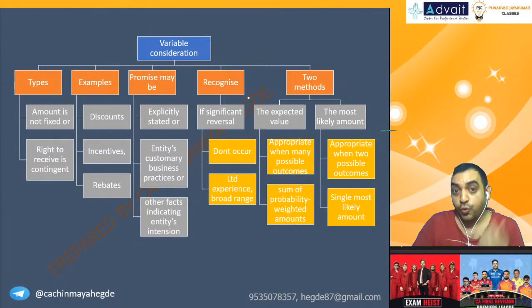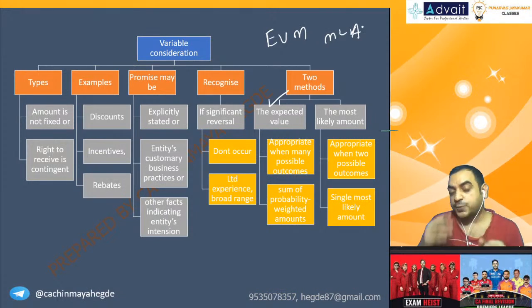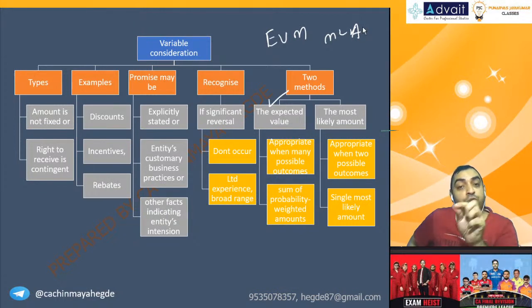If you want to recognize, two methods are there: expected value method, EVA, expected value amount, or EVM, and most likely amount, MLA. Expected value means your probability method. You would have done probability in SFM, possible share prices multiplied by the respective probabilities, price into probability. Expected value you calculate like that. Expected incentives multiplied by probability, total, sum, average, expected value. That is the expected value method.